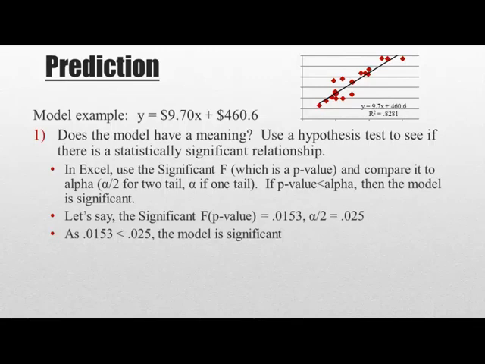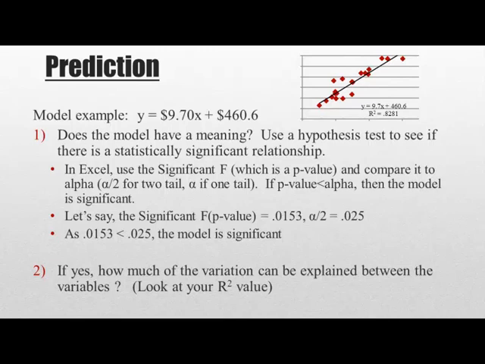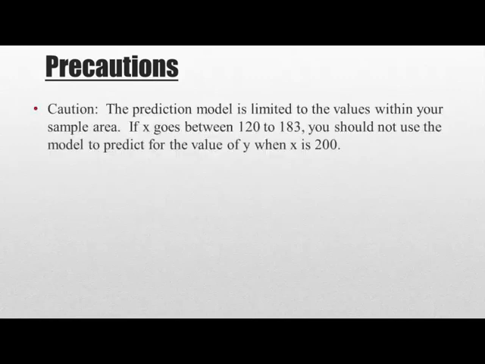So we're not just basing it off our R values. We have shown that the model is significant. And if there is a significant model, how much variation can be explained in the variables? So in this case, 83% of the variation in y can be explained by knowing x. Pretty comfortable with that one.